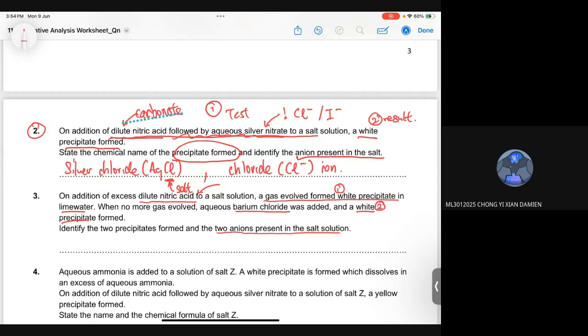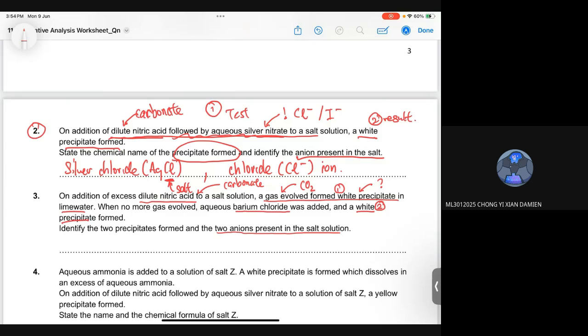Yes, carbonate. So I add acid here to test for carbonate. How do I know if carbonate is present? It's when you see this gas evolved. This gas evolved here is your carbon dioxide. This white precipitate formed here is, okay, we shall decipher later.